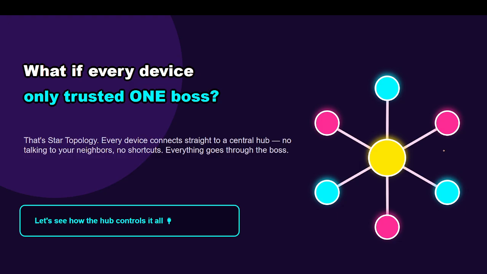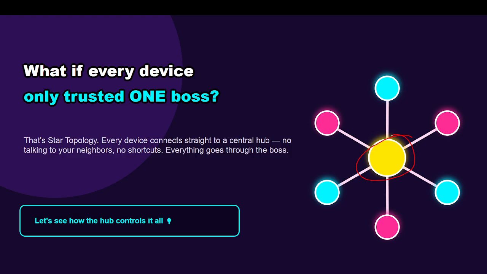Let's go into it. Every device on your network, your laptop, your phone, your smart fridge, whatever, they are not friends. They don't talk to each other. They all report to one boss, the hub. You can see here. That's it. That's star topology. Everyone's on a leash and the leash goes to one place.